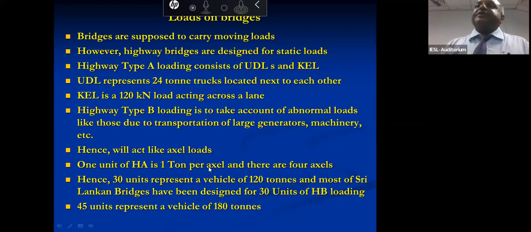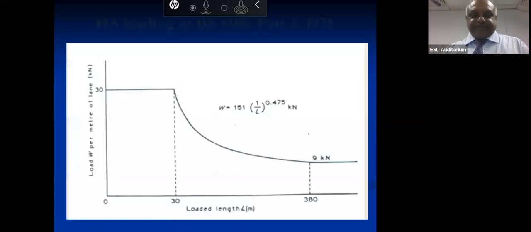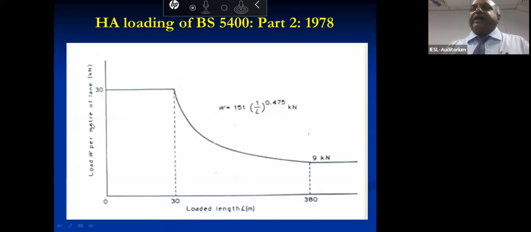So 45 units represent 180 tons. So it's a huge load. So if you properly do a design, there's very slim chance for a bridge to collapse. So this is the early 1978 loading. And here you can see up to 30 meters, 30 kilonewtons per meter. And how you get that 30 kilonewtons is by having 24-ton trucks bumper to bumper.